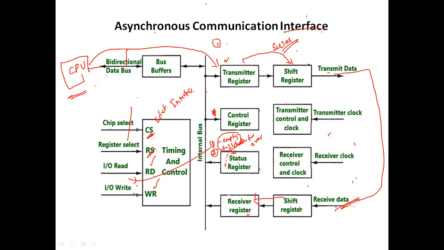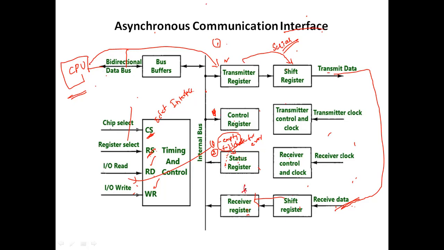Because if the transmitter data is empty, we can't transfer any of the data. That is the reason the status bits are used: to check that the transmitter register should not be empty. Some data should be there in order to transmit it. And also the second bit is used to check whether the receiver register is full.